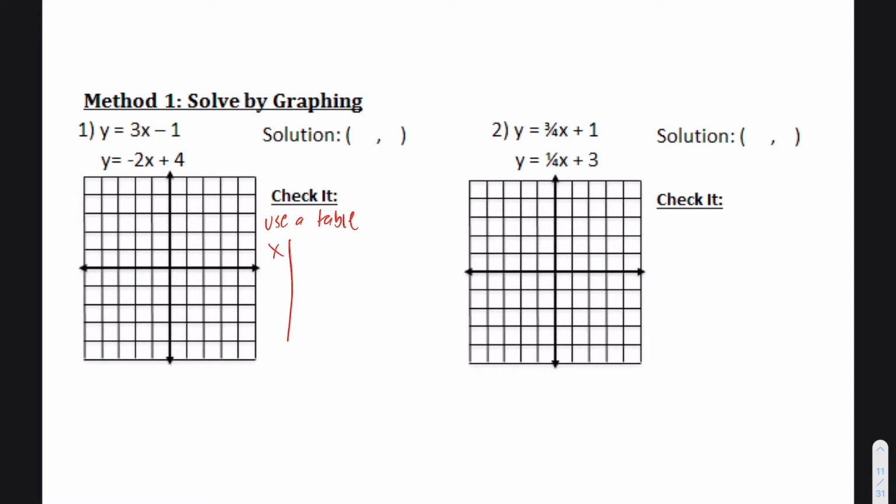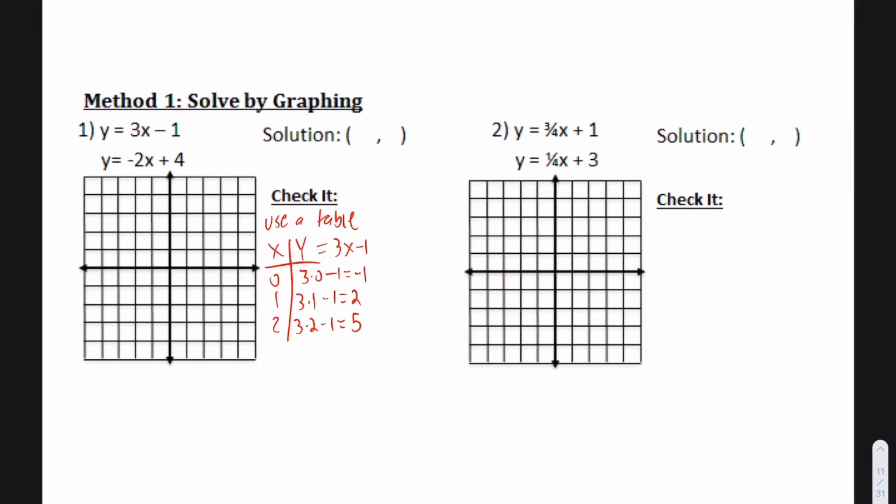X and y. Y is equal to 3x minus 1. Let's pick some easy x's like 0, 1, and 2. Let's plug that in. 0 times 3 minus 1 equals negative 1. 3 times 1 minus 1 equals 2. 3 times 2 minus 1 will be 5.